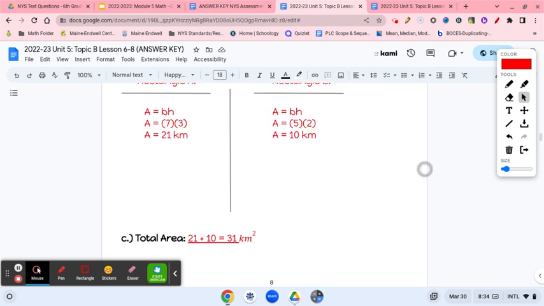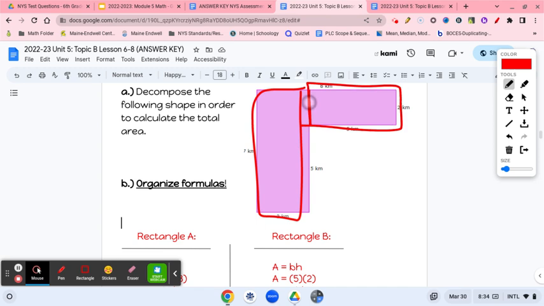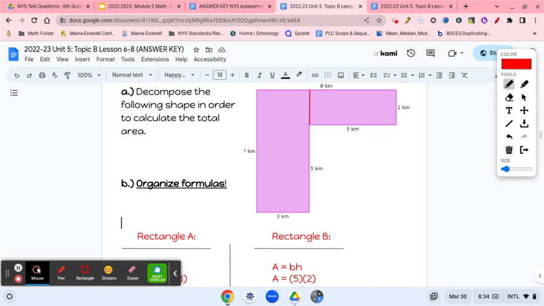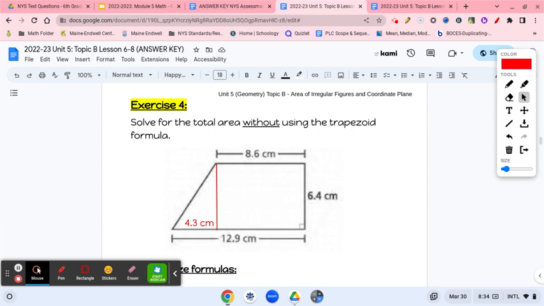Decomposing means breaking apart. I need to break apart a shape that doesn't have a formula. So here's my shape for rectangle and another rectangle by cutting it right here, decomposing it. And I'm just identifying the base and the height of each of these. Same thing for the number on page 9. You're decomposing it into easy shapes that we know the formulas for.